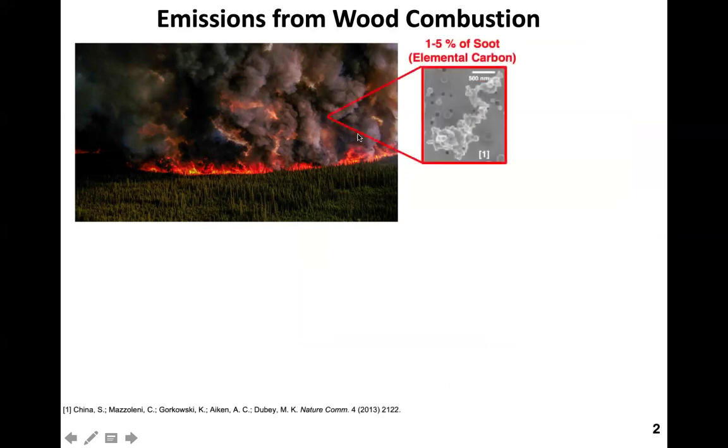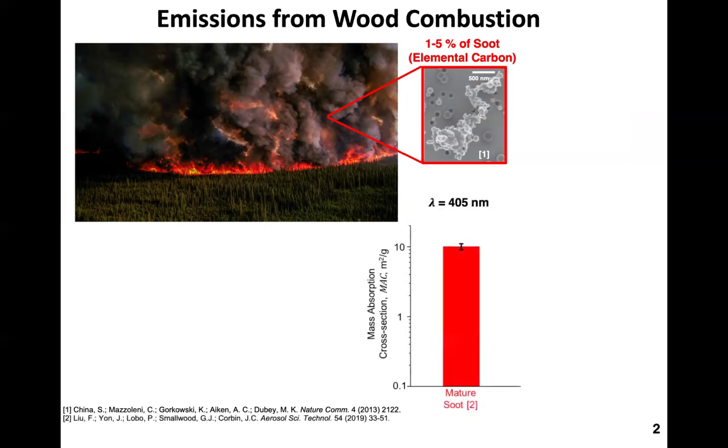Wildfire smoke contains 1 to 5% of soot nanoparticles that are commonly identified by atmospheric scientists as elemental carbon. It's well known that soot nanoparticles coagulate to form fractal-like agglomerates, such as the one that you can see in this microscopy image. These soot agglomerates absorb light strongly, and their light absorption is typically quantified by the mass absorption cross-section, which indicates essentially the light absorbed by a single soot agglomerate.